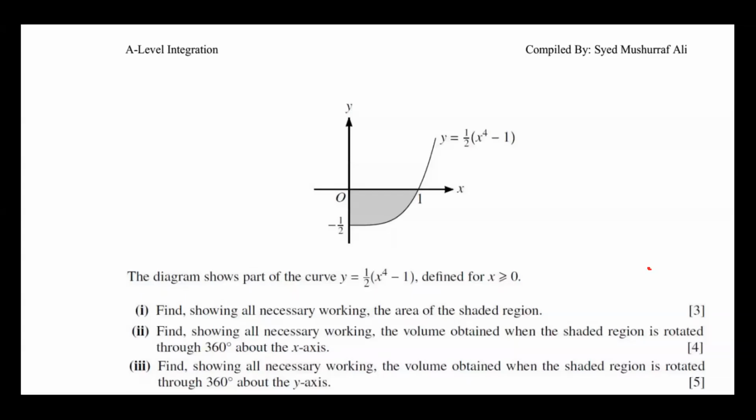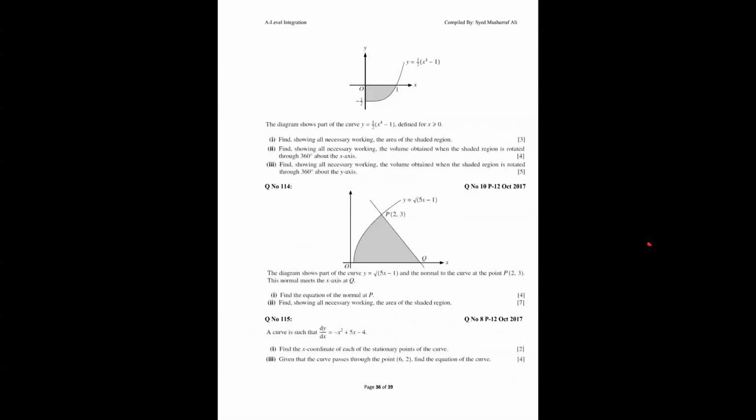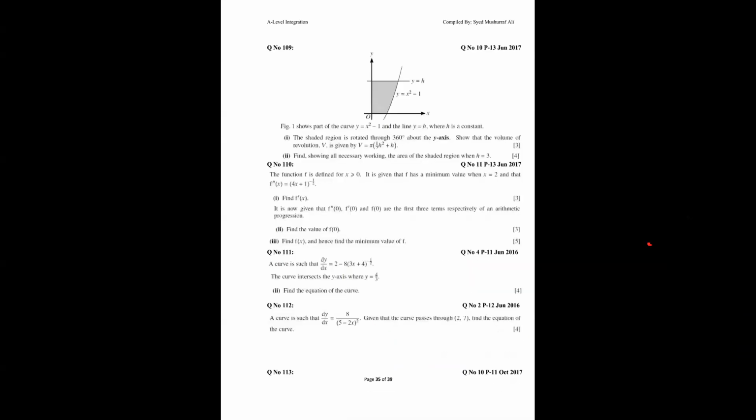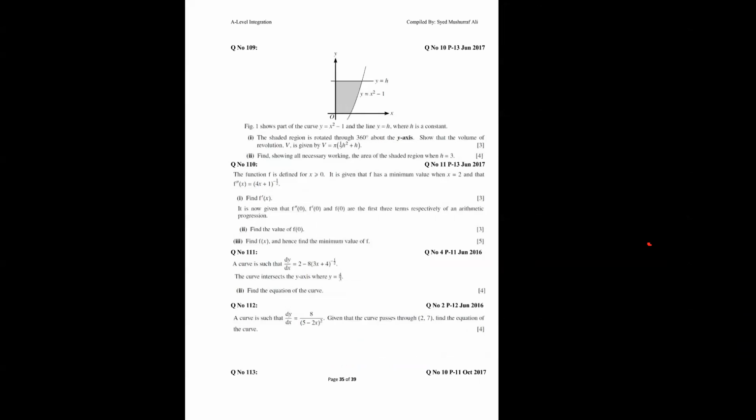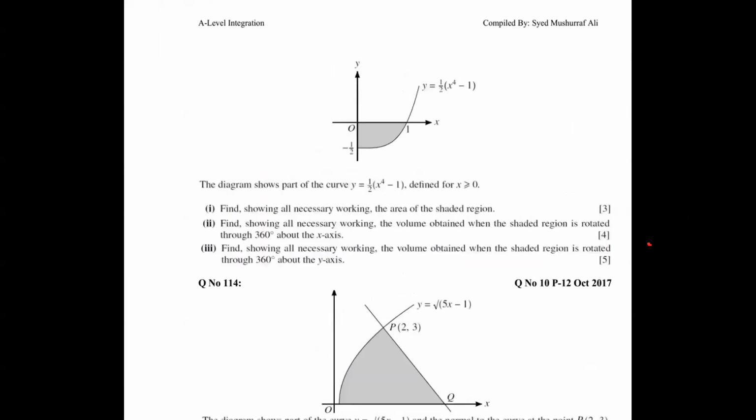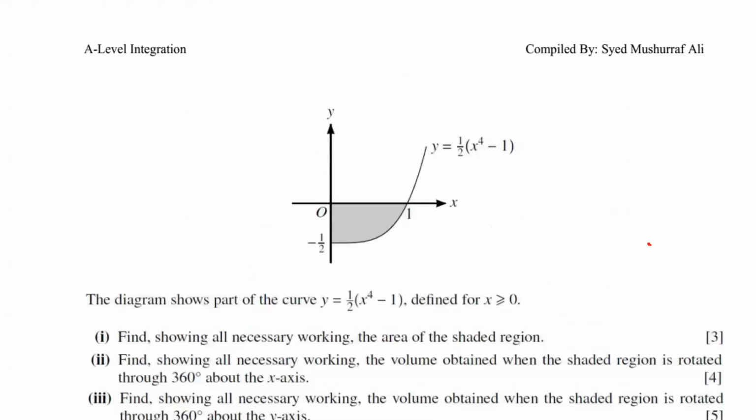So this is a, let me see the question number. It is question number October 17, 11 variant. So let's see how we can do this one, how we can start.